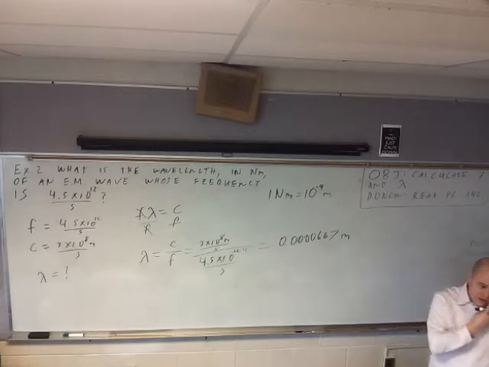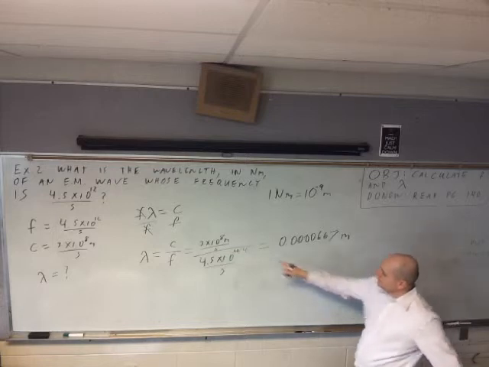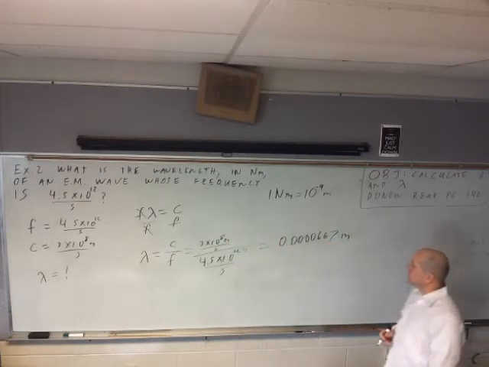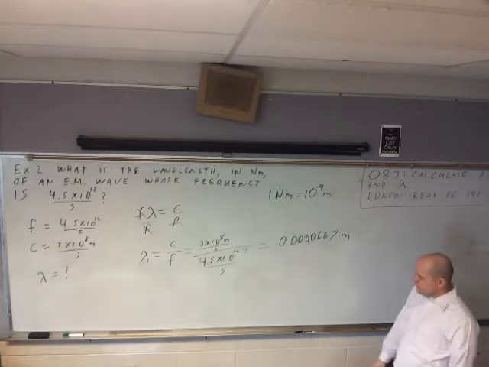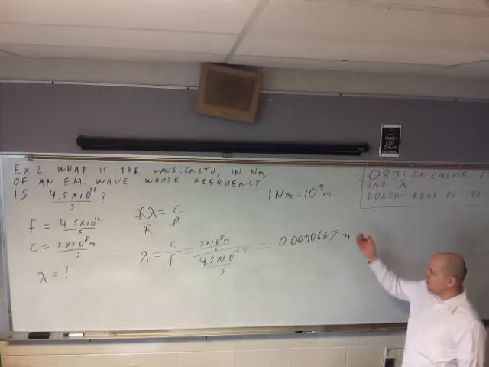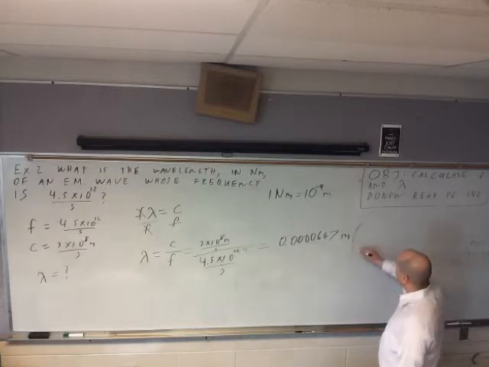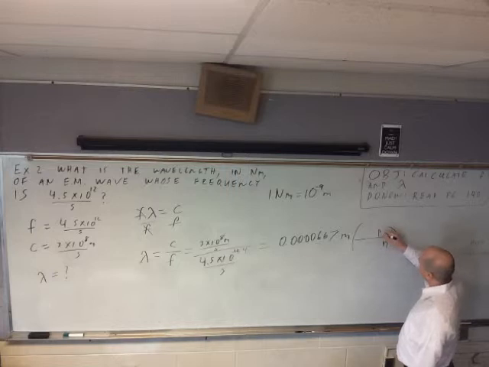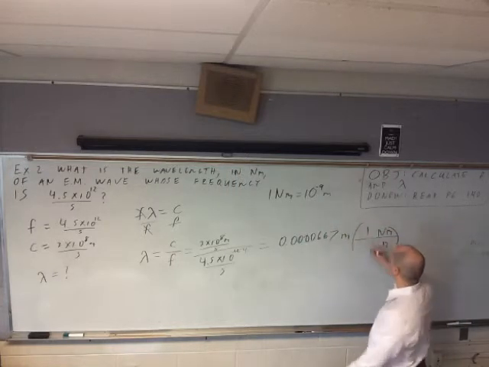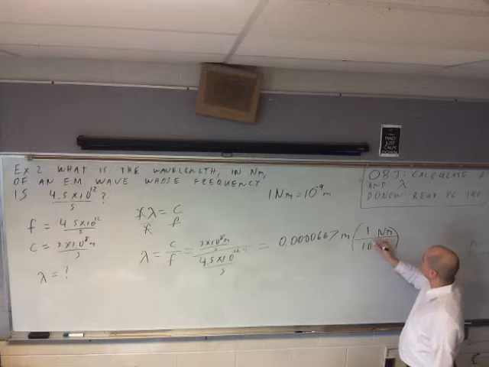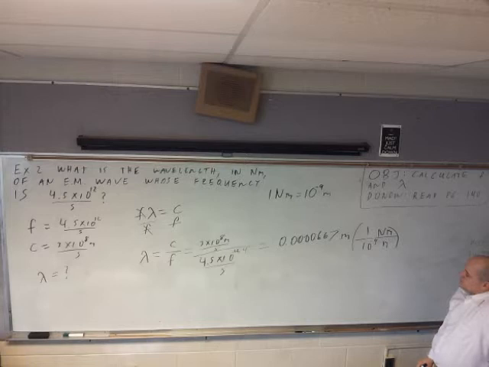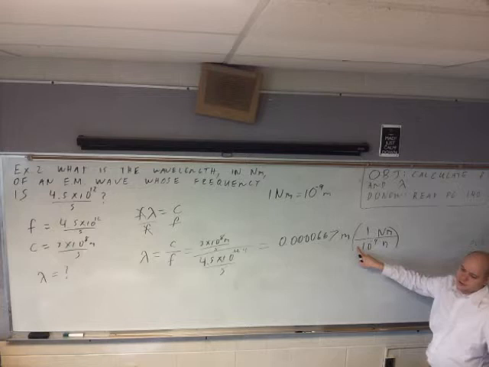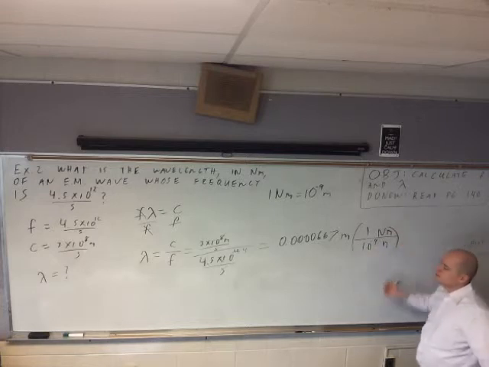We get the meters from the speed of light, and now we have to convert to nanometers afterwards. All right, so we got our answer, but I asked you to give it to me in nanometers. So meters to nanometers: 1 nanometer, 10 to the minus 9 meters. It's going to be this number times 1 divided by 10 to the minus 9, which is really the same as multiplying by 10 to the 9.